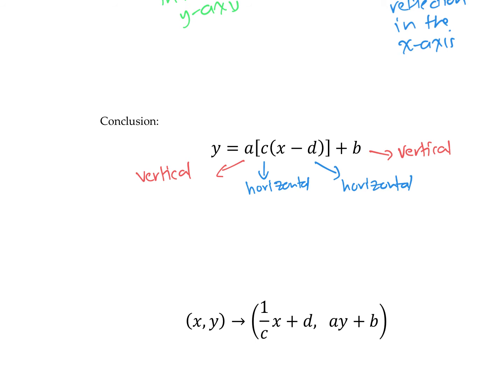Anything added is a shift, so added or subtracted. So this would be a shift. Anything multiplied is a stretch or compression. And then finally we have our reflections. Inside is a horizontal compression, outside is a vertical compression. And then the last thing to remember is x transformations, the opposite.